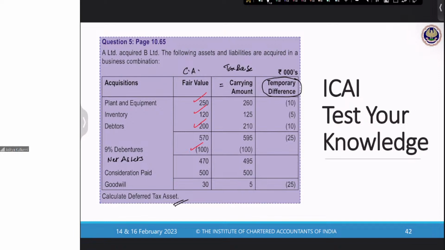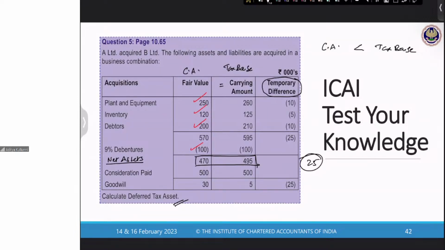Now look at this figure. Carrying amount is lower than the tax base. If carrying amount was higher, the relationship is inverse. If carrying amount is lower, the relationship is direct. So carrying amount is lower than the tax base. That means the difference is 25. That means carrying amount is lower than the tax base of the underlying item. What is the underlying item? The underlying item is a net asset.